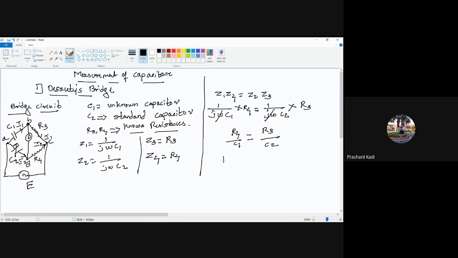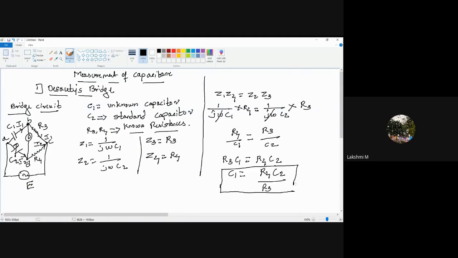So R3 C1 equals R4 C2. We don't know the value of C1. C1 equals R4 C2 divided by R3. Is it correct? Yes, sir. You told R3 into C2, it's R4. Yes, sir, I made a mistake. R4 into C2 by R3.